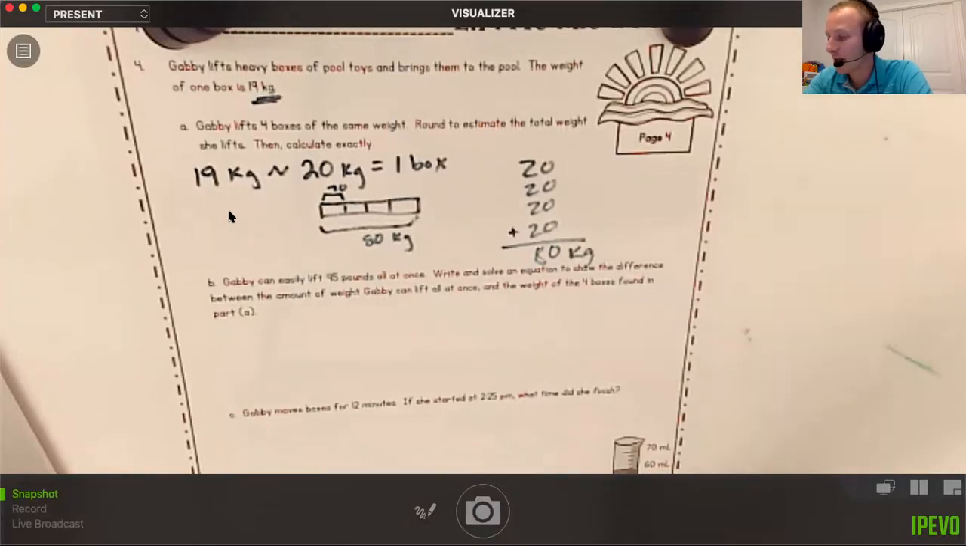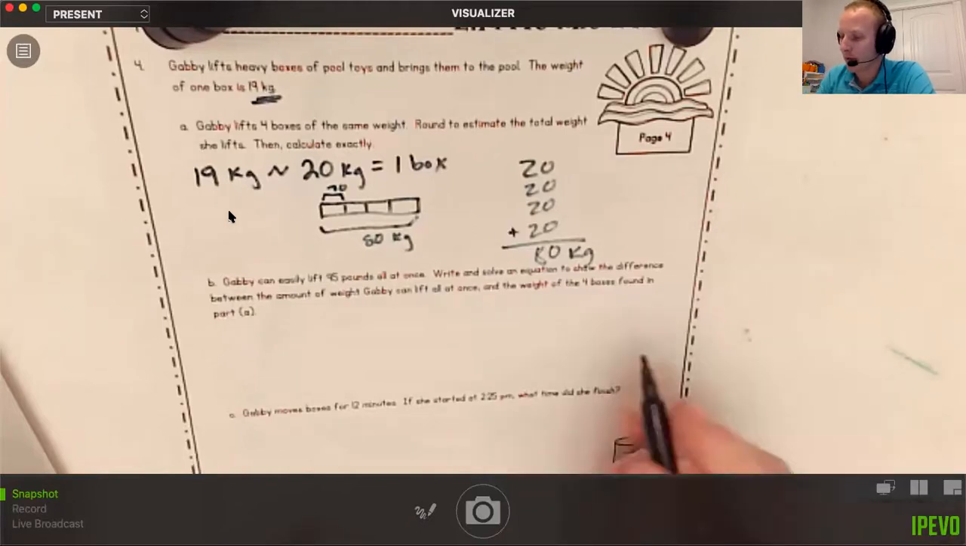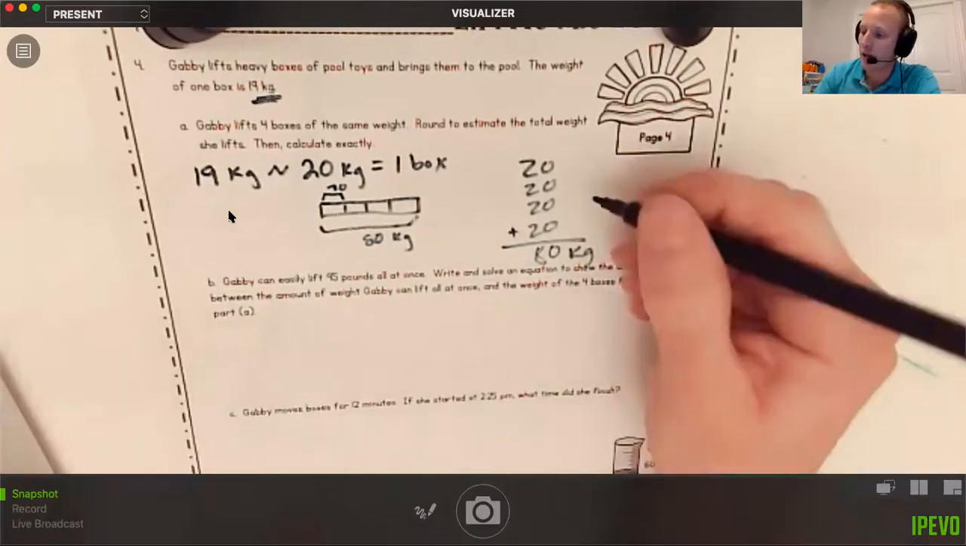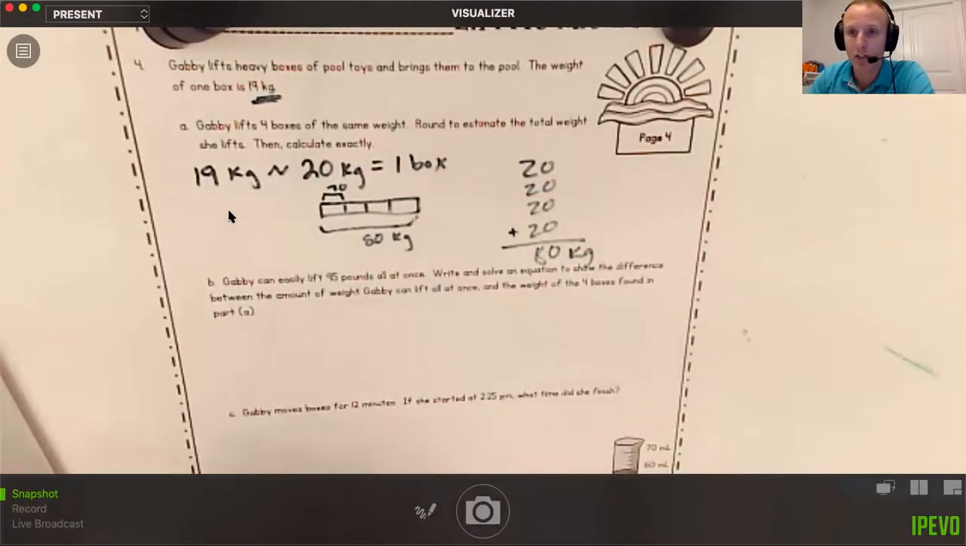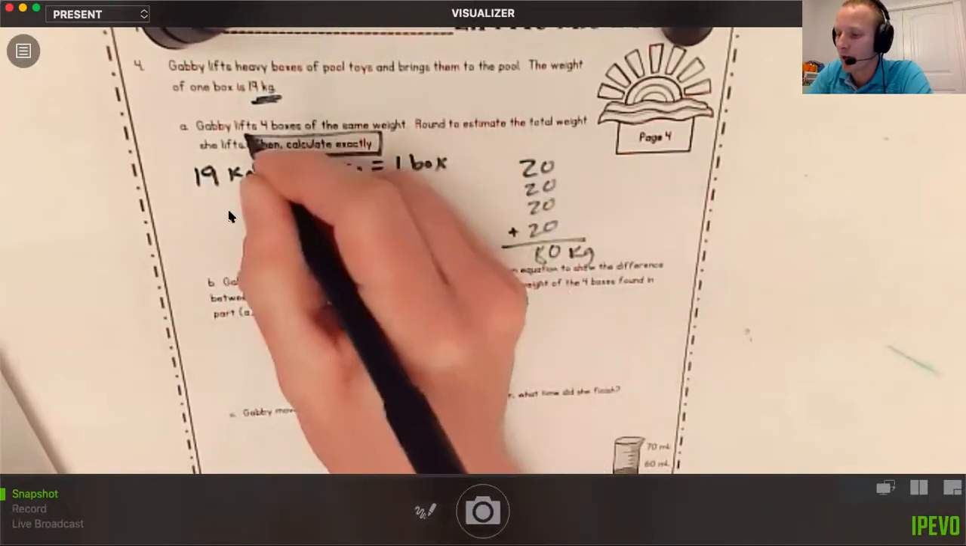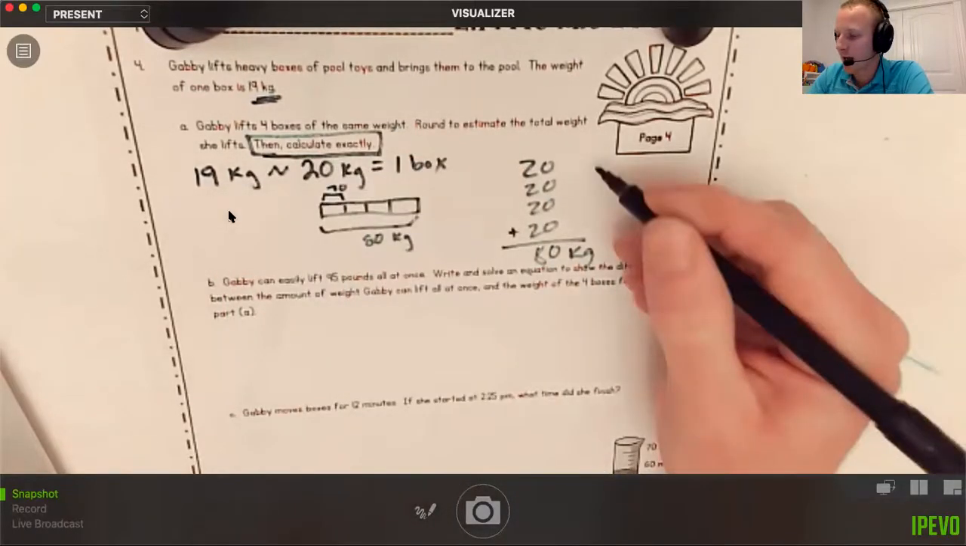It says Gabby can easily lift 95 pounds all at once. Write and solve an equation to show the difference between the amount of weight Gabby can lift all at once and the weight of the 4 boxes found in part A. Oh, I just noticed I almost lost credit on part A. I didn't read all the way through the problem, just like I always tell you guys to do. I only did the estimating part, but as I look back up here, it says then calculate exactly.